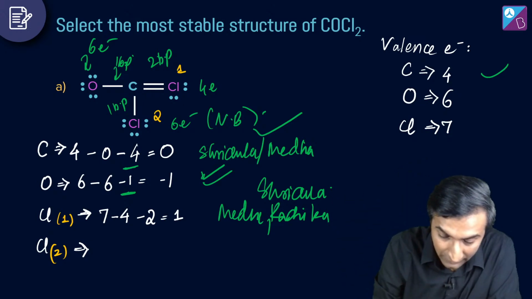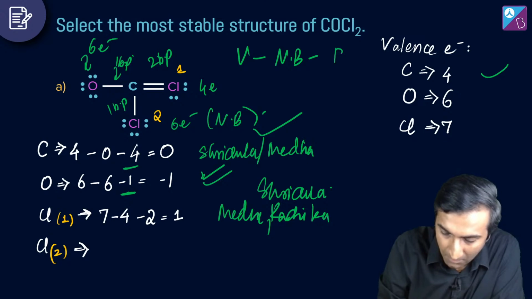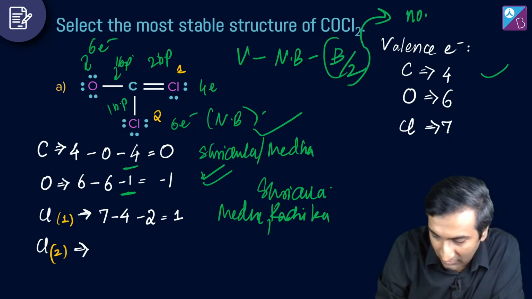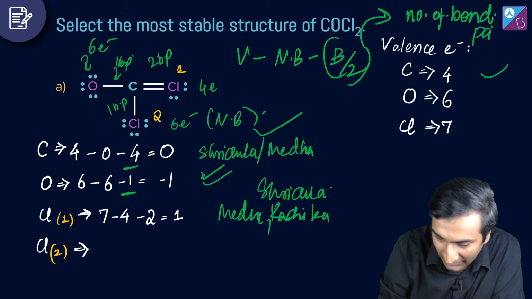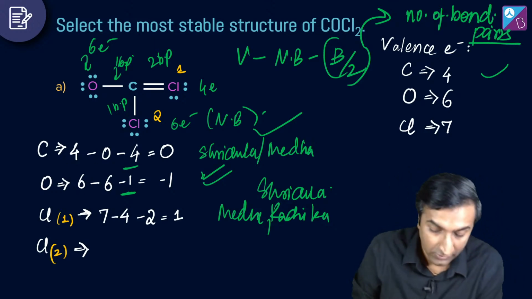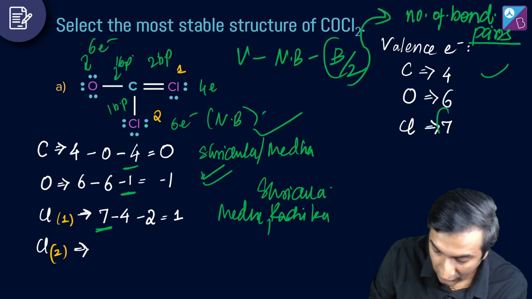Okay, so the formal charge of the Lewis dot structure is the valence electrons minus non-bonded electrons minus bonded electrons divided by 2, which is the same as the number of bond pairs. This is the formula. Now, where did the 7 come from? This is the total number of valence electrons in chlorine.